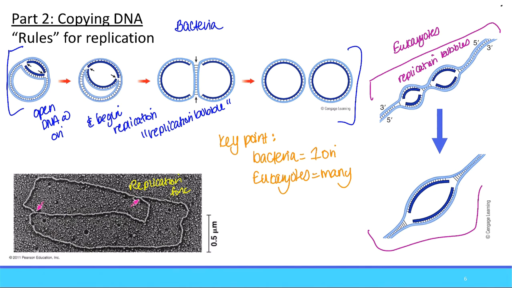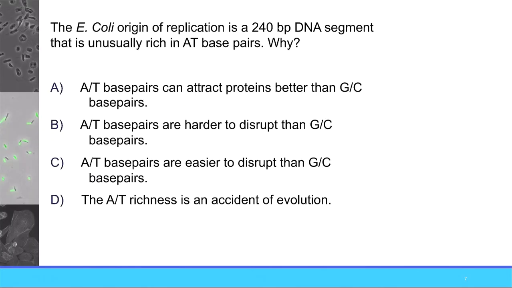So it's a pretty amazing picture. So with this knowledge, let's go ahead and do an application practice problem. So for the E. coli origin of replication, and really most origins of replication, they're going to be unusually rich in AT base pairs. In E. coli, it's about a 240 base pair DNA segment.